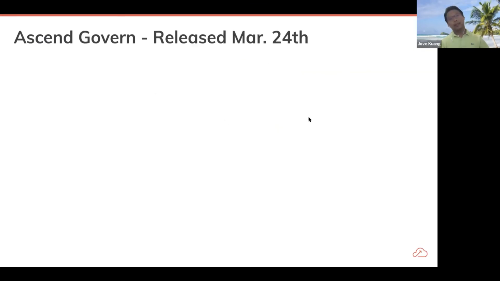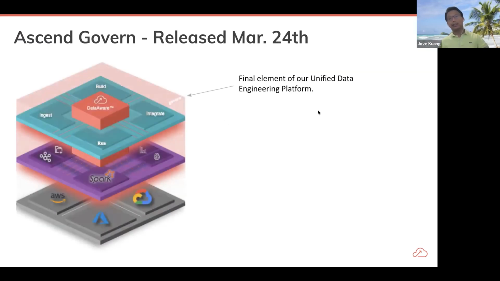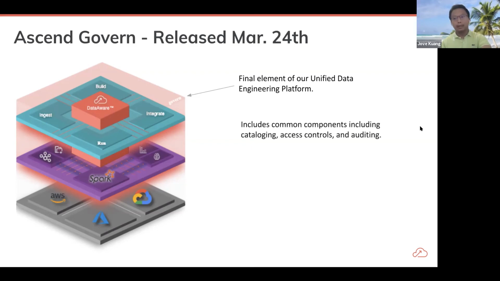So first of all, before we get started with this week's data engineering challenge, we just want to talk a little bit more about Ascend Govern. It's a set of features we released on March 24th. It's the final element of our unified data engineering platform that allows data engineers to build, run, and integrate with any toolings they have in their data landscape. And it includes some common elements such as cataloging, access control, and auditing, the usual data governance features you may expect.